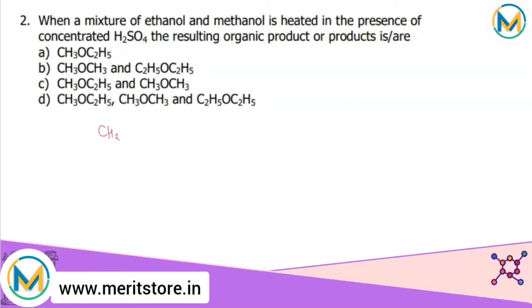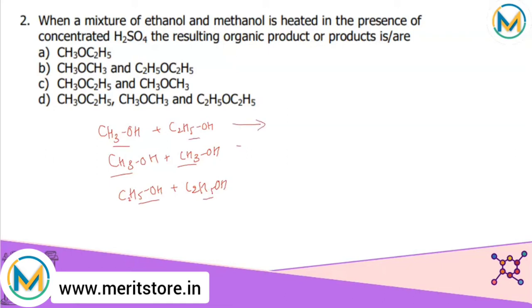that is methanol and ethanol, ethanol and methanol can also combine. So there are a total of 3 possibilities: the methanol combination, the ethanol combination, and the methanol and ethanol combination. Now let's do the dehydration for all these possibilities.